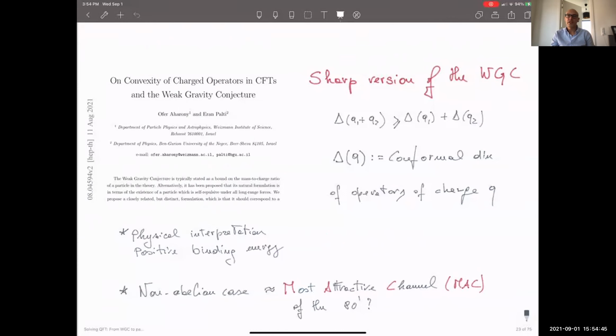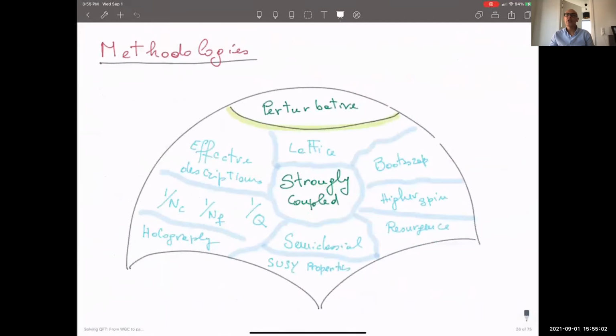we need to solve quantum field theories, because, for example, according to this conjecture, at the end of the day, you look at conformal dimensions of operators of charge Q, where gravity plays no role at all, right? So how do you actually go about solving a quantum field theory? This is a little landscape of possibilities. And of course, in principle we're interested even in strongly coupled theories, but that's even harder than the perturbative one.